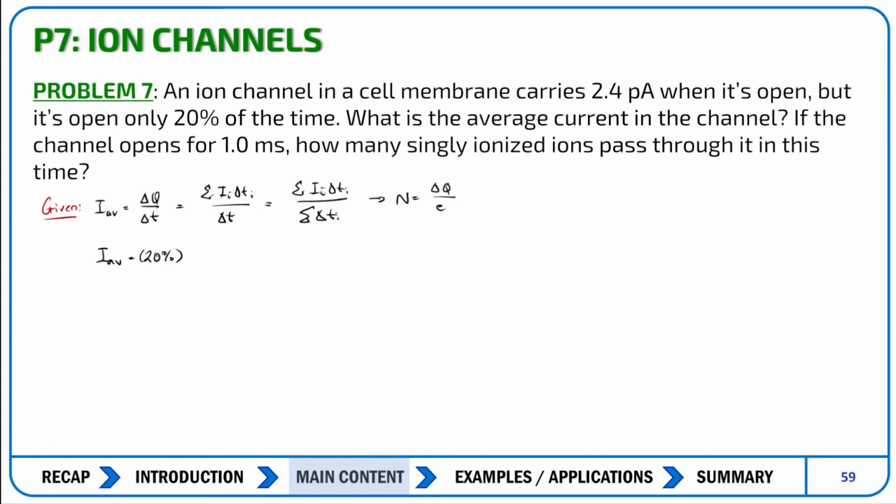Because it's only open 20% of the time, we have 20% of 2.4 picoamps. Just keep in mind these cancel each other out effectively, so we're only adding up all of the different currents. There's only 20% of the original current, 2.4 picoamps, and then you have 80% of 0 picoamps, because there's nothing else. So that's going to give us 0.48 picoamps as the average current within the channel.